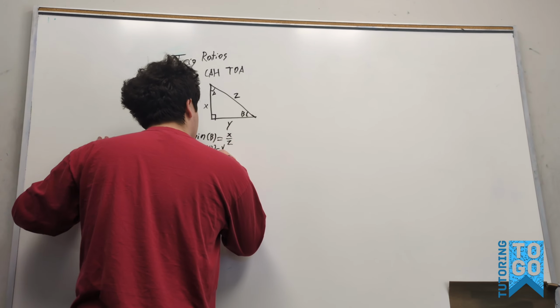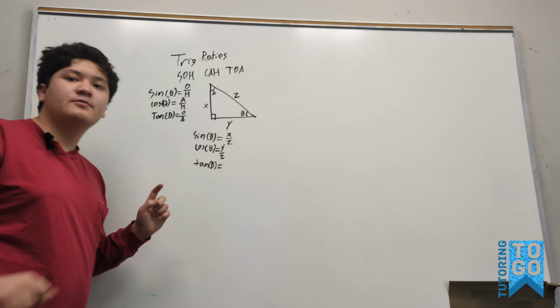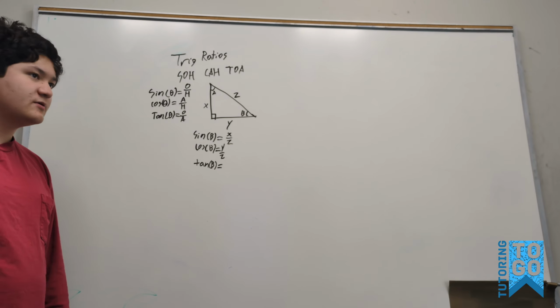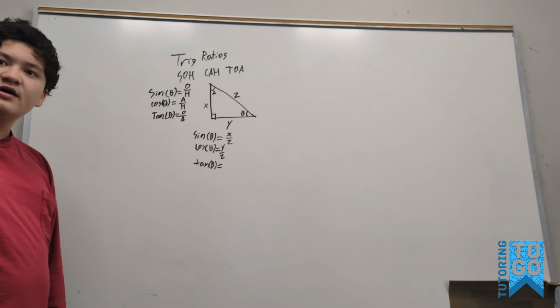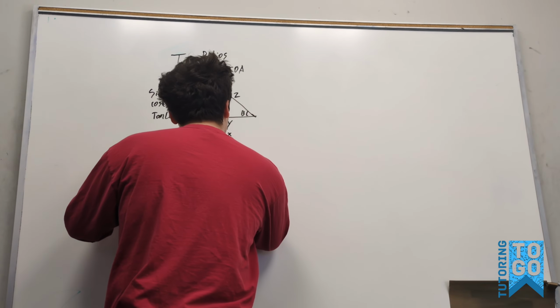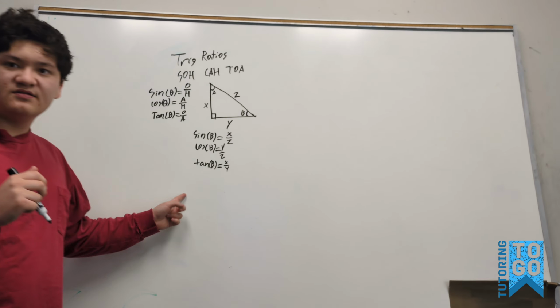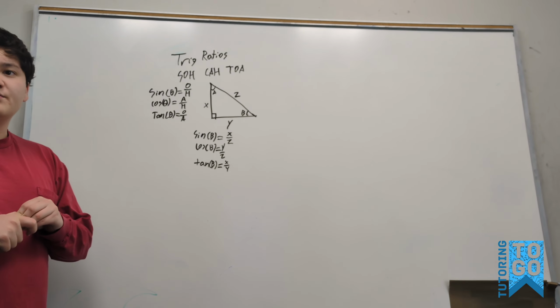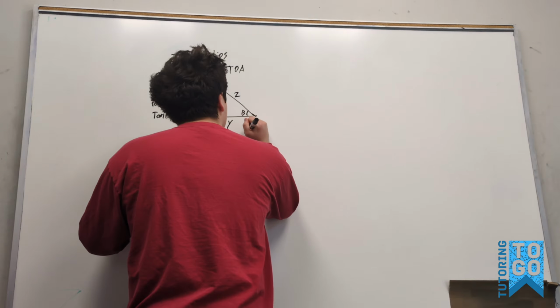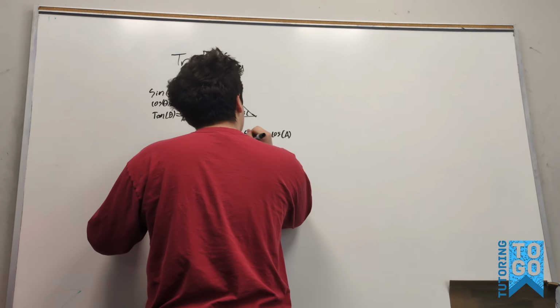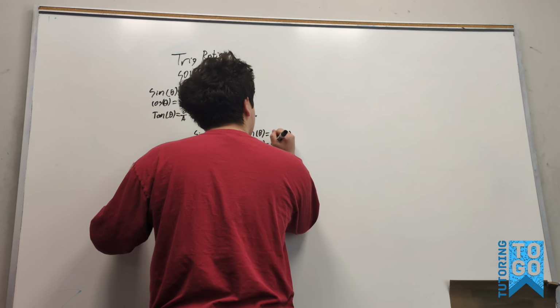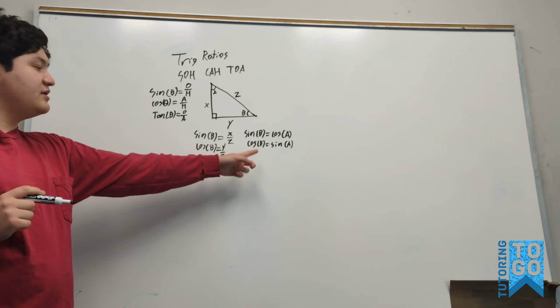You're gonna write this out, and then I'm gonna give you a few moments to solve it on your own. So pause the video and solve it. Okay, so if you said it's equal to x over y, you'd be correct. There is something interesting you also might want to note here. Sine of B is equal to cosine of A, and cosine of B is equal to sine of A. This is something very important.